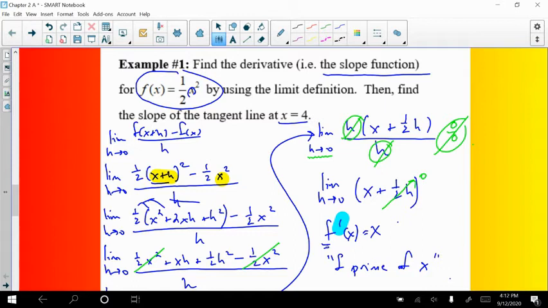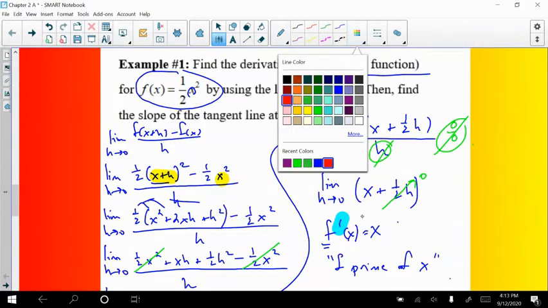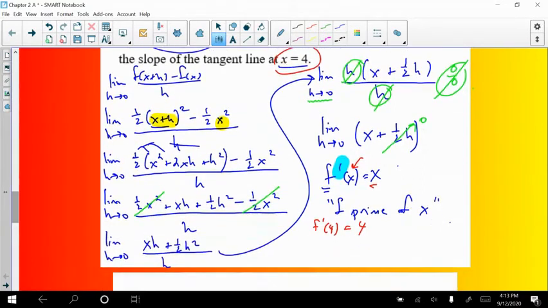Now, it's a derivative function. So that means now the input that we put into this function here will give us slope values. It's the derivative values. So we want to know what f prime of 4 is. So f prime of 4 is equal to, well, you just call it 4. So that is the slope of the tangent line at 4.